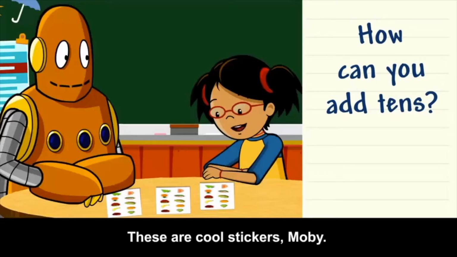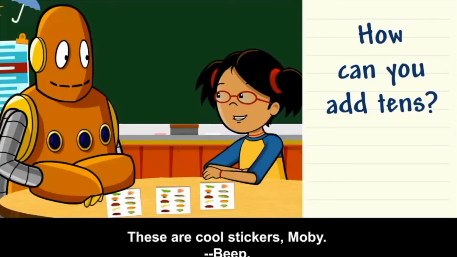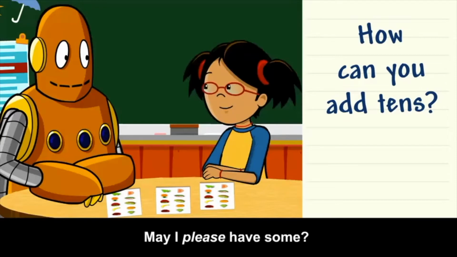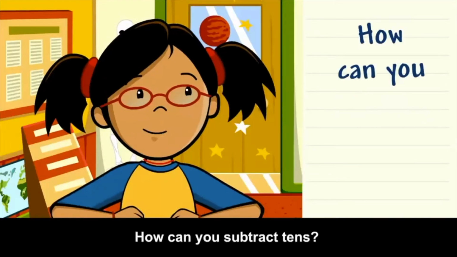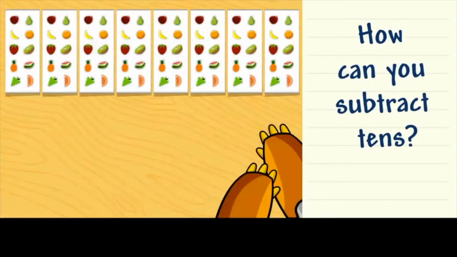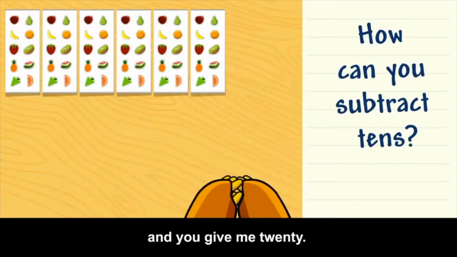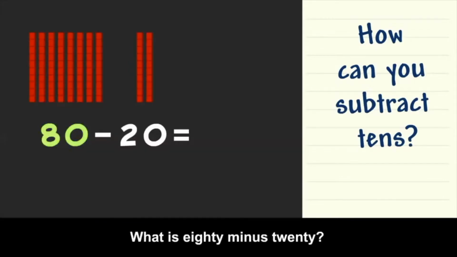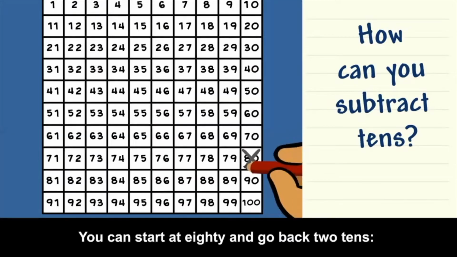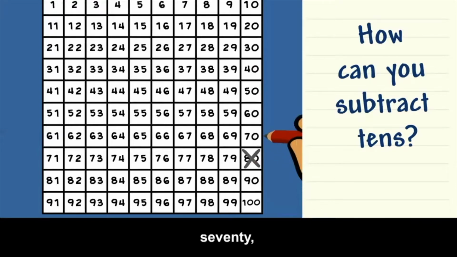These are cool stickers, Moby. May I please have some? How can you subtract tens? You have 80 fruit stickers. And you give me 20. What is 80 minus 20? You can start at 80 and go back 2 tens. 70, 60.